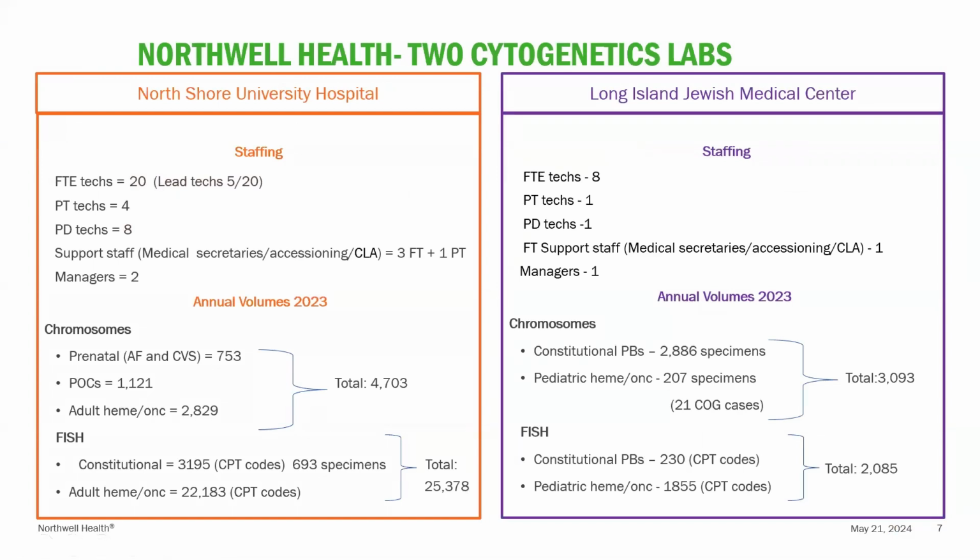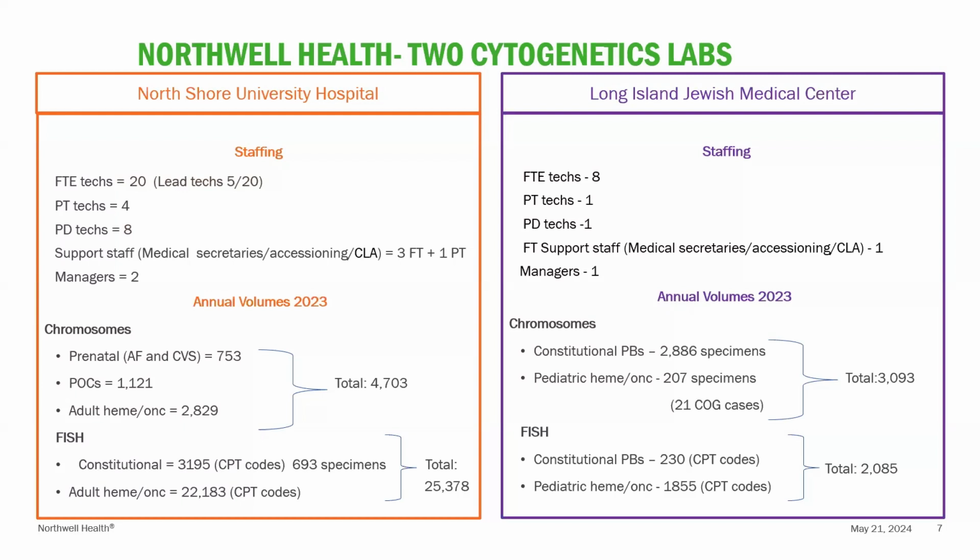As Adam mentioned, I work for Northwell Health, which is the largest healthcare system in New York with over 90,000 employees. We do have 2 cytogenetic laboratories, and we service the entire healthcare system of 23 hospitals, New York City health and hospital systems, and outreach clients.